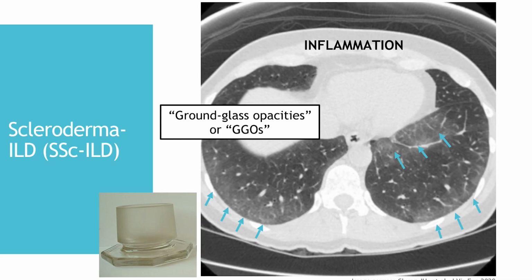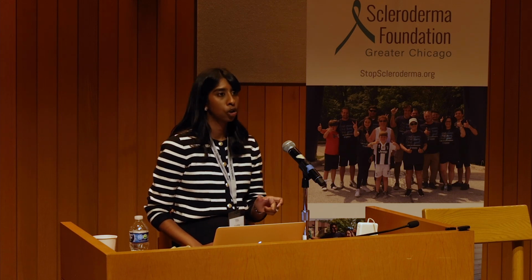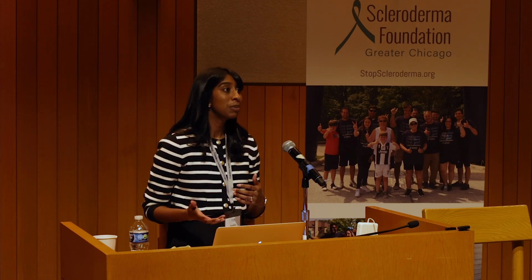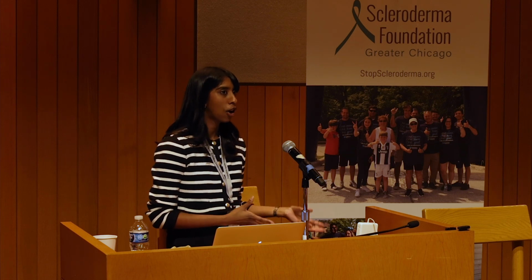But what you'll notice is there's a lot of gray, this see-through gray that you're seeing here and here, everywhere that there's arrows. It looks like ground glass, that kind of see-through glass, and that's exactly what we call these. We call them ground glass opacities, or GGOs. This is a sign of inflammation in the lungs, and it's one of those key terms that you might see in your radiology reports. This can be nonspecific, so other things can cause ground glass opacities, but it is one of the key features of inflammation in ILD.